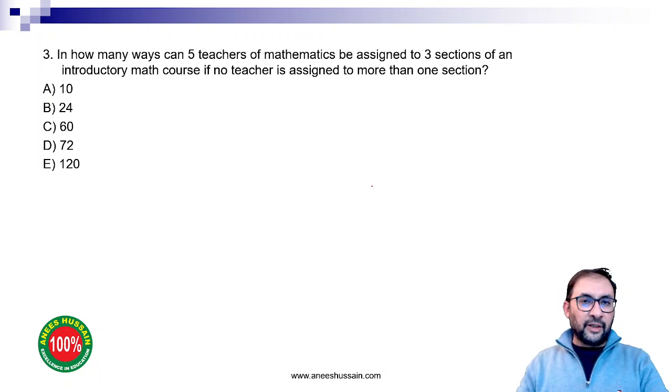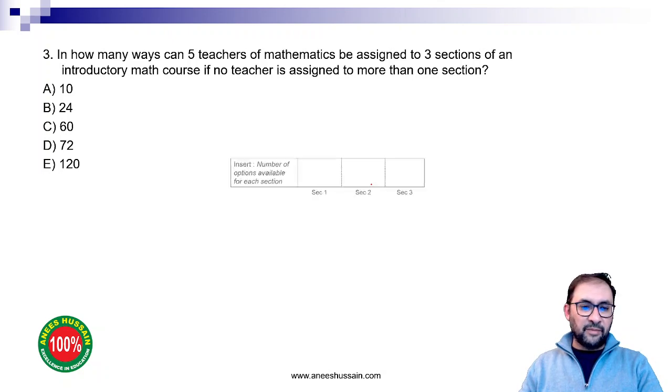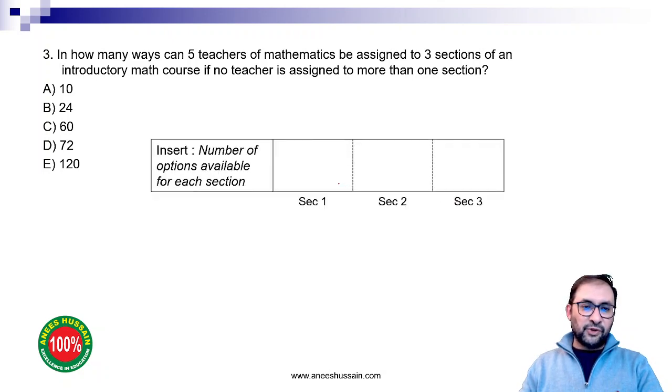Question number 3. In how many ways can 5 teachers of mathematics be assigned to 3 sections of an introductory math course if no teacher is assigned to more than 1 section? So you can only assign 1 teacher to 1 section, and no teacher can get more than 1 section. So there are 2 ways of doing this question. The first method is what we call the hangman method. We figure out how many positions there are, and then we figure out how many options there are for each position.